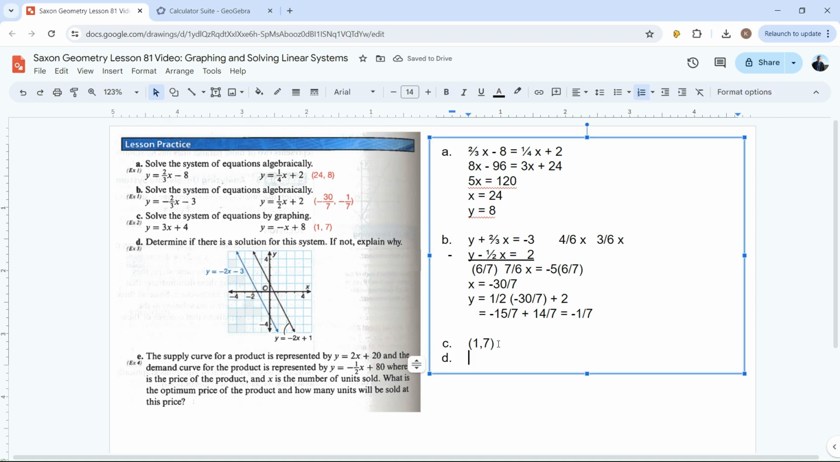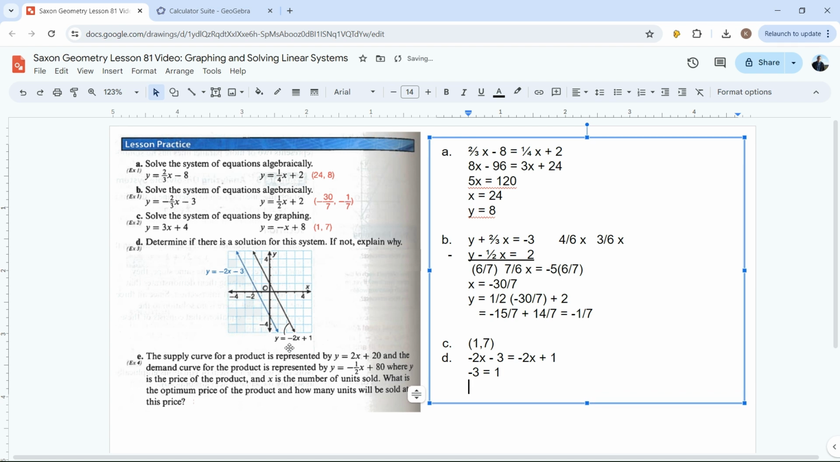So negative 2x minus 3 equals, because they're both equal to y, that means they're equal to each other, negative 2x plus 1. I'm going to add 2x to both sides to try to get x on a side by itself. What do I get? Negative 3 equals 1. My x term disappears, and I get a statement that is not true. Negative 3 is not equal to 1. Therefore, what I found is that these equations have no solution.